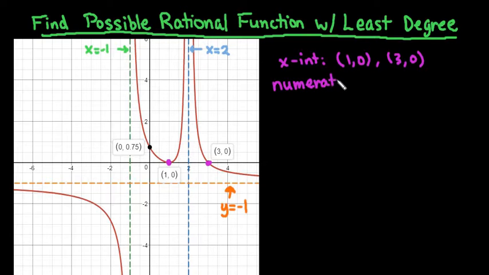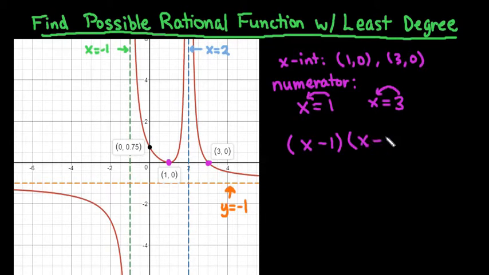Okay, so basically the numerator for this one can be found by x equals 1, x equals 3, and then I'm going to move both of these to the other side. And so we know that we have x minus 1 and x minus 3 in some form in the numerator.